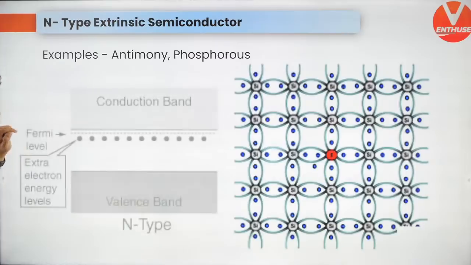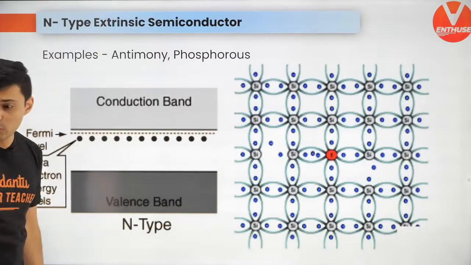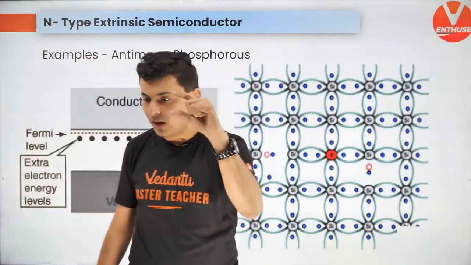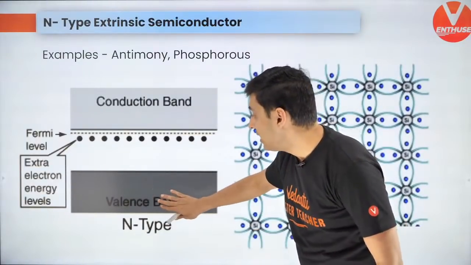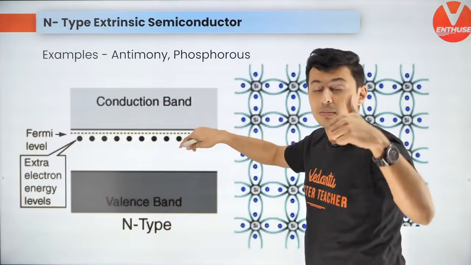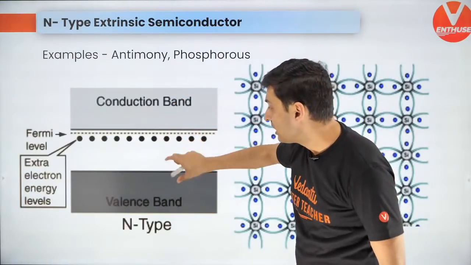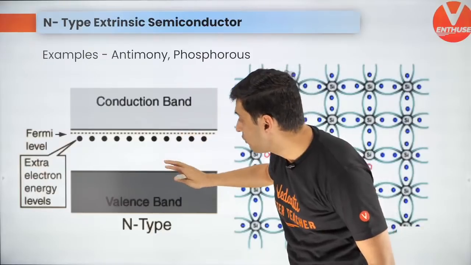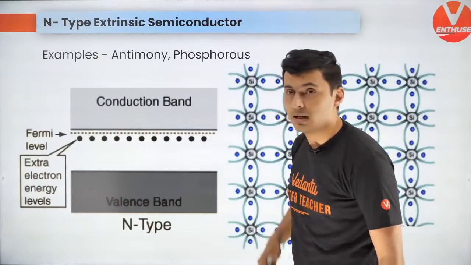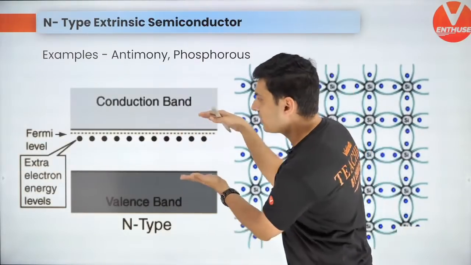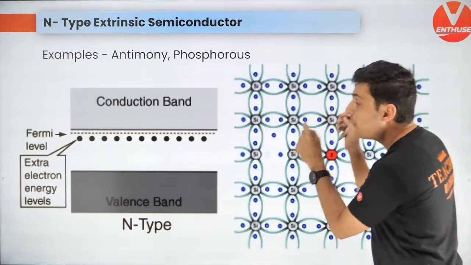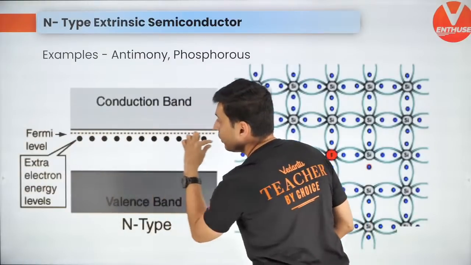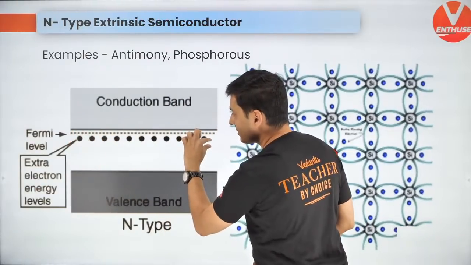If you look at it via energy level, do you remember the energy diagram for a semiconductor? There was a small gap between the valence band and the conduction band, correct? There is a small gap. What if this atom makes another sub band over here of electrons?